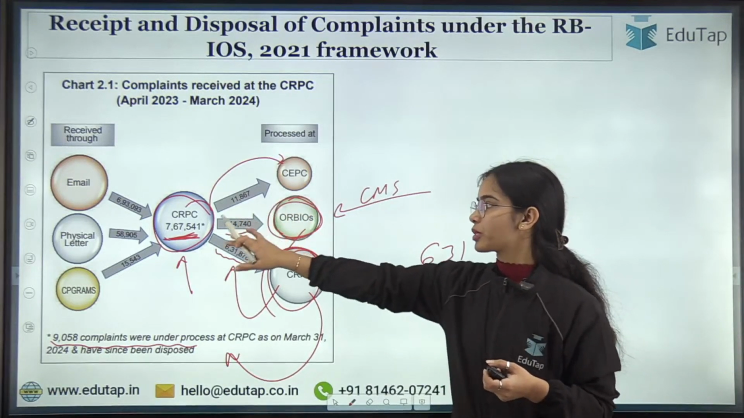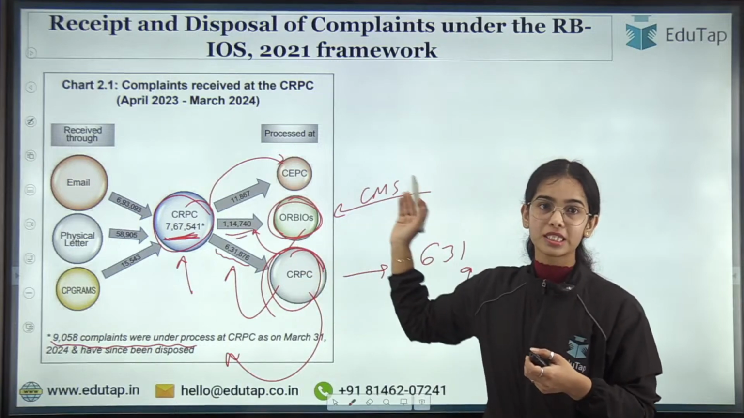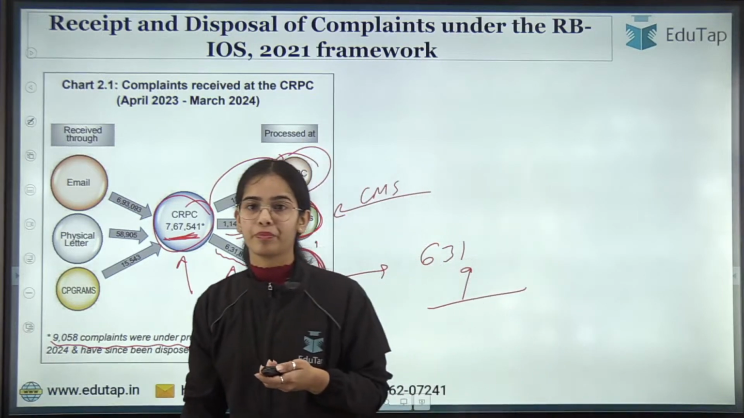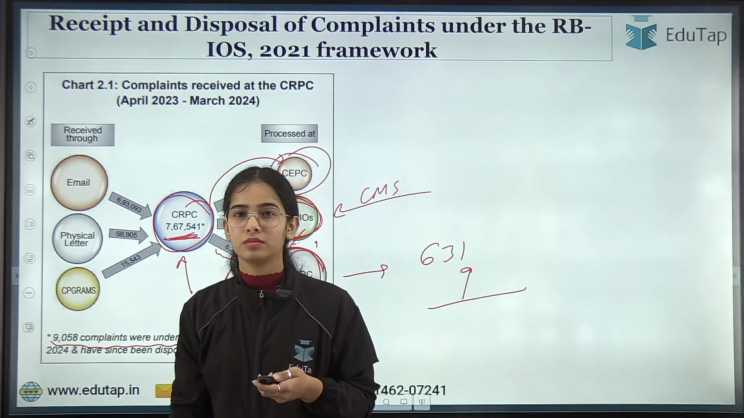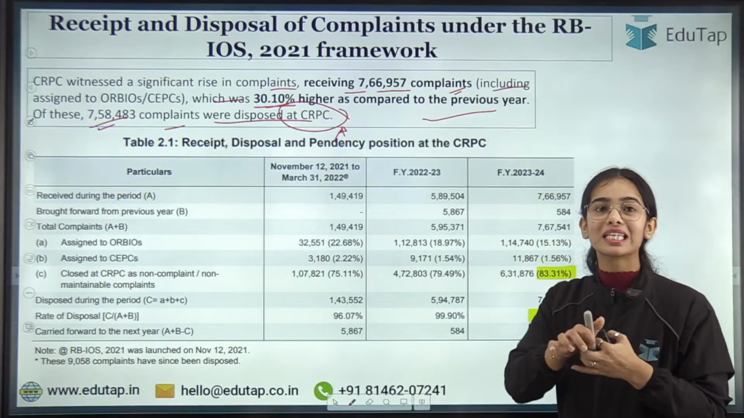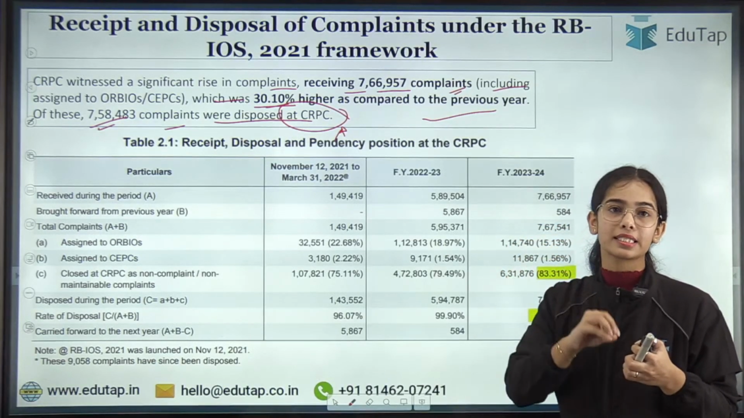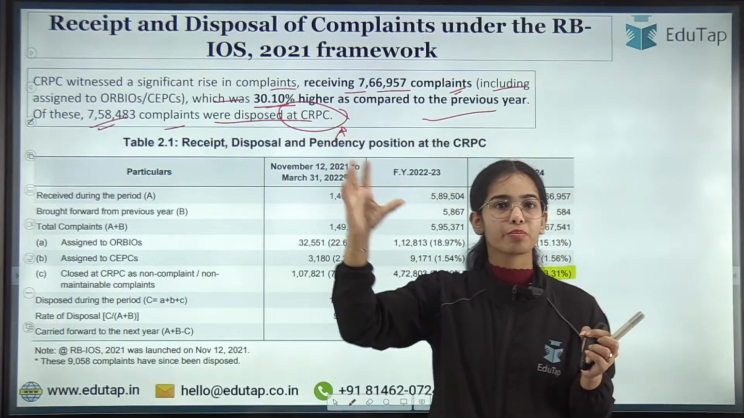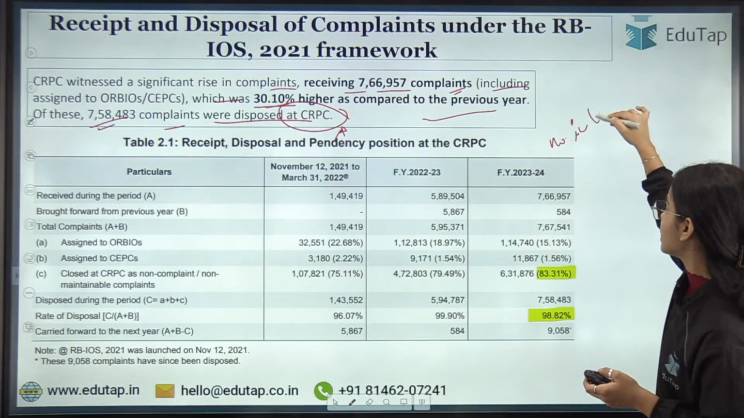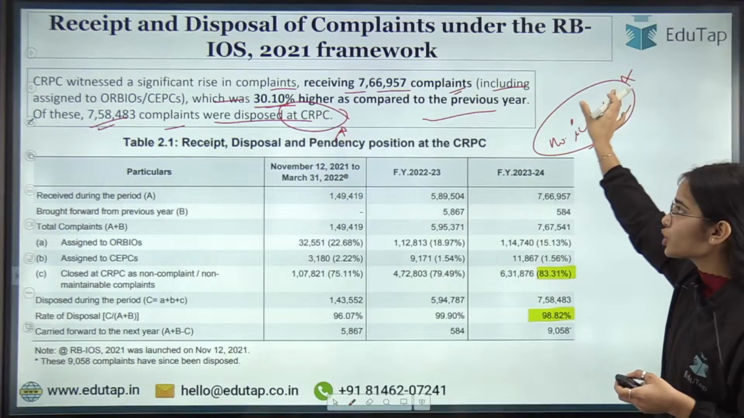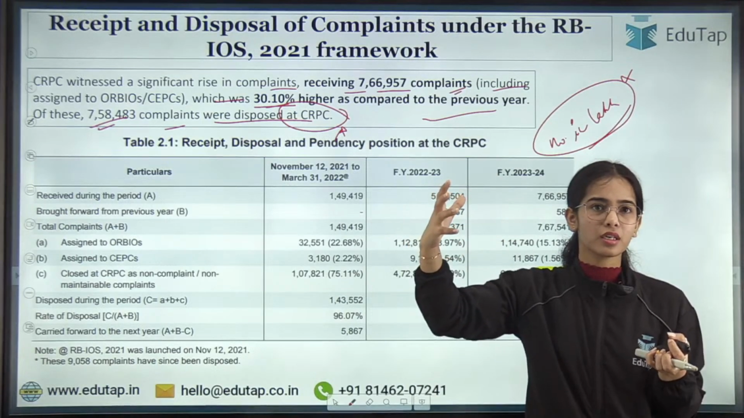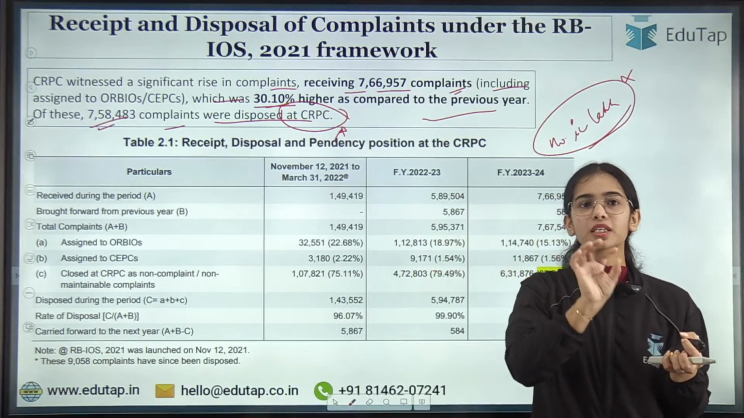The rest of the complaints from the CRPC went to the offices, and from the CMS also the complaints went to the offices, and some complaints also went to the CEPC. Just the percentages, you have to remember what the increase in complaints at the CRPC was. The numbers in lakhs you don't have to remember, just remember the percentages. The numbers in lakhs are not very important; you can remember that the total was higher than 9 lakh complaints disposed of, but usually the percentages are more important.